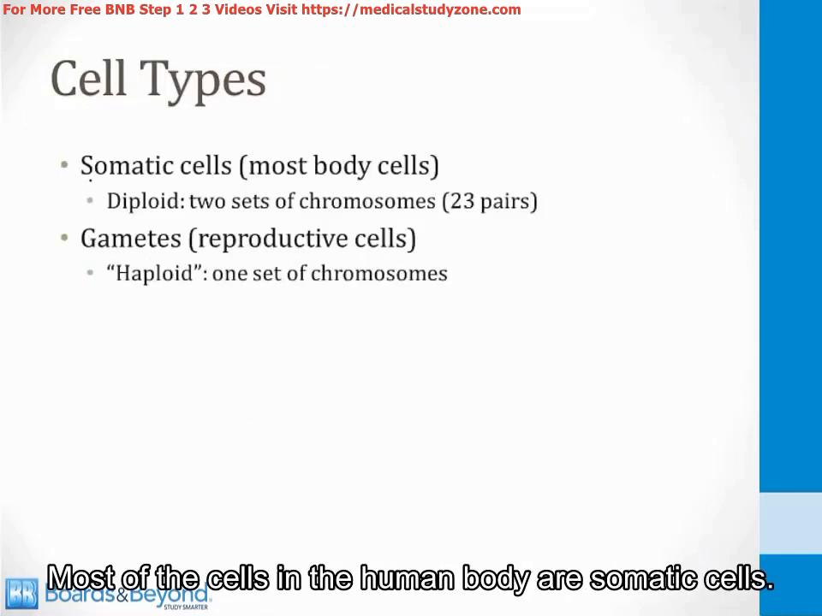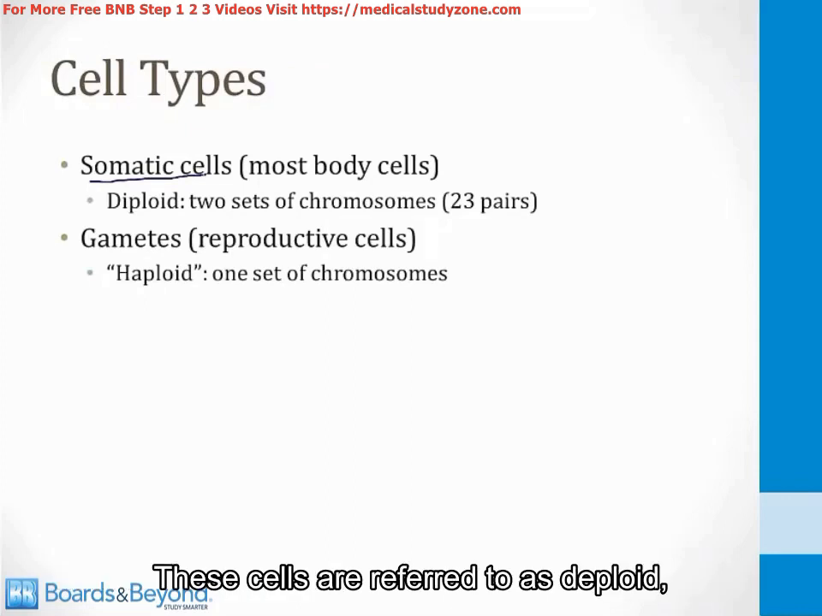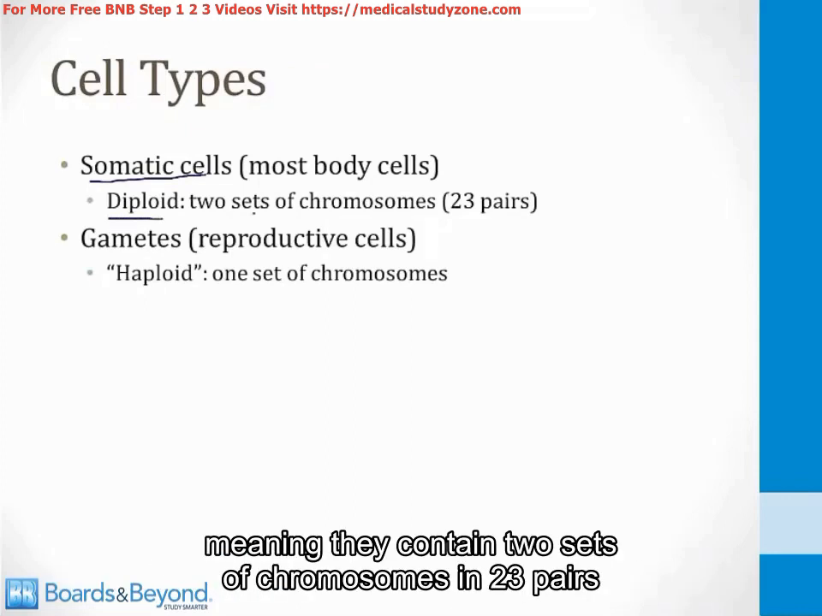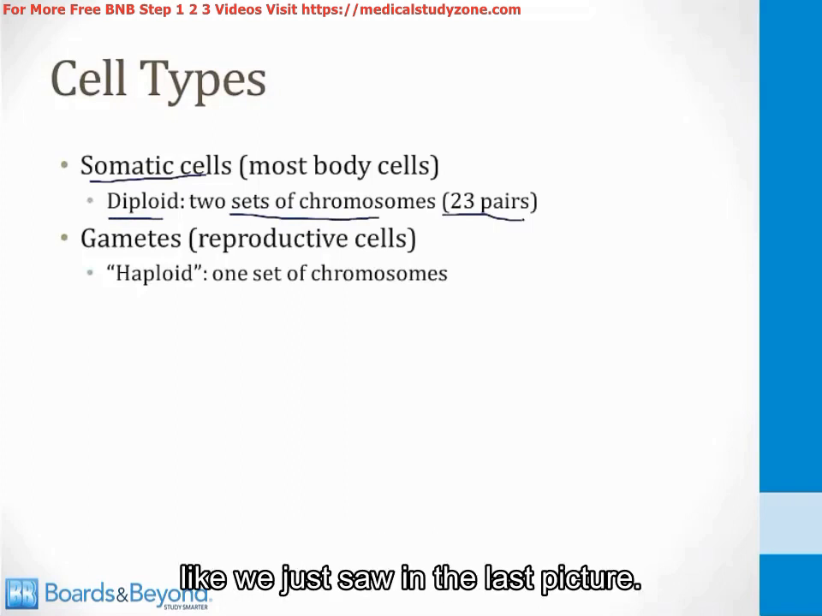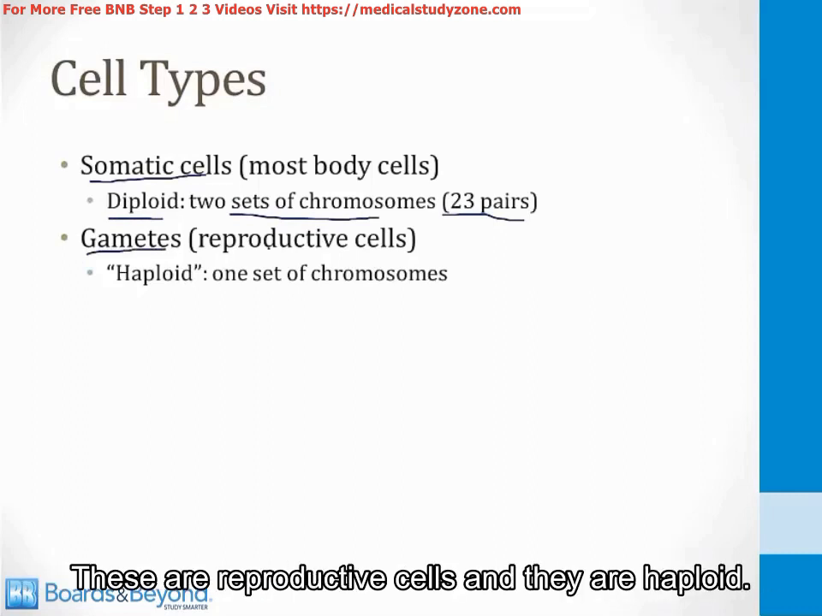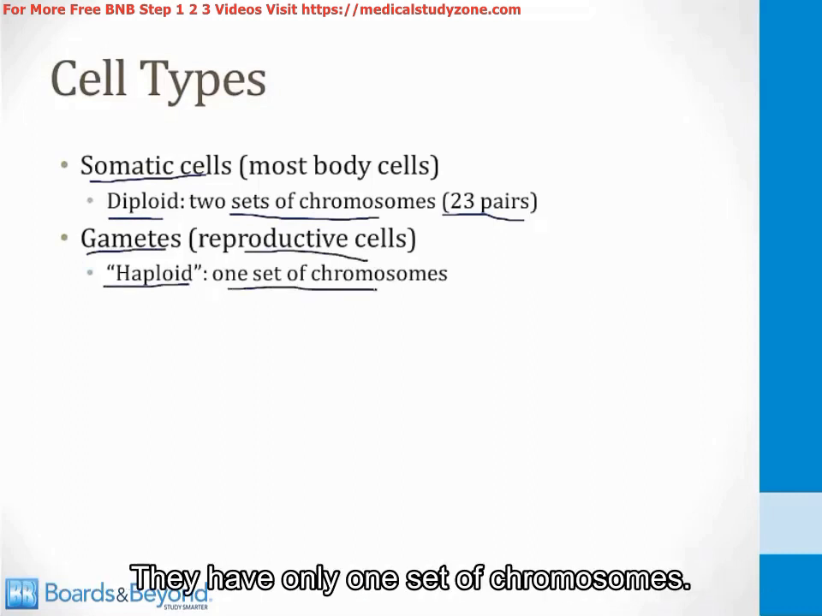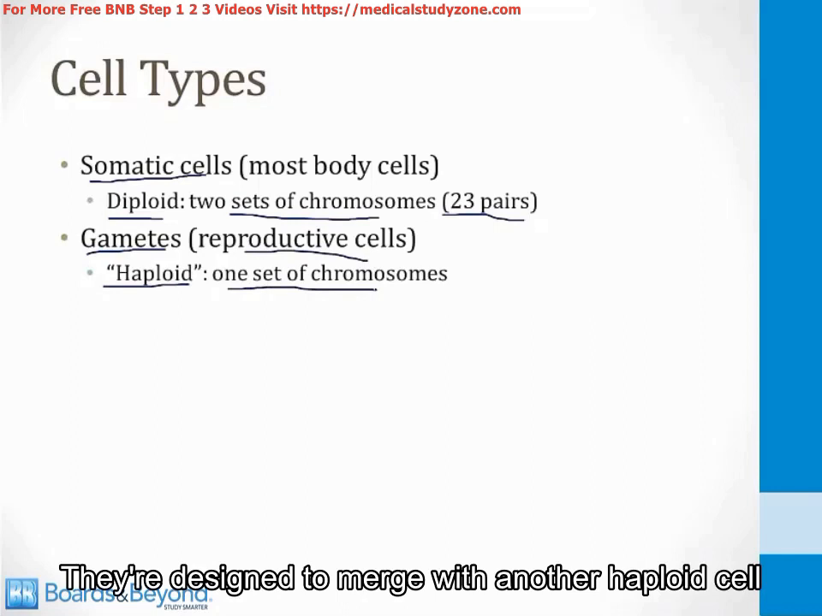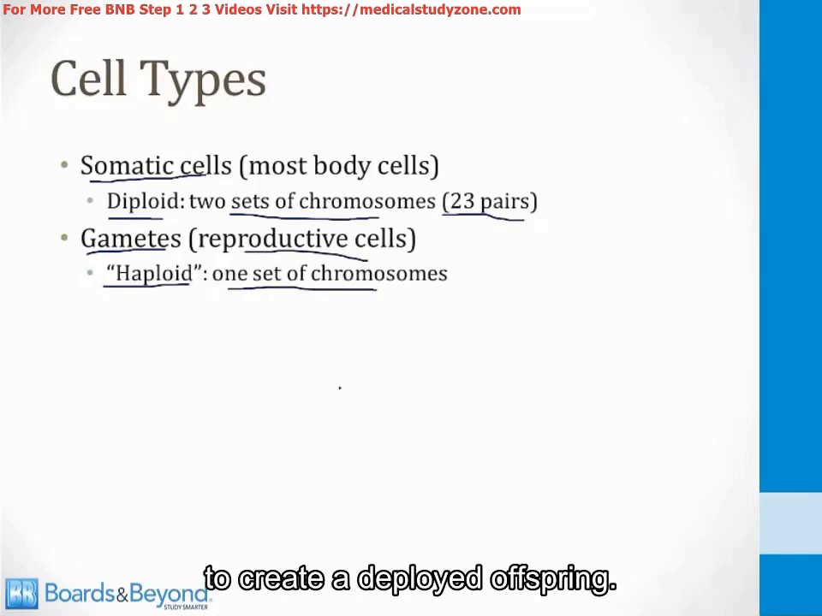Most of the cells in the human body are somatic cells. These cells are referred to as diploid, meaning they contain two sets of chromosomes in 23 pairs like we just saw in the last picture. A small subset of our cells, however, are called gametes. These are reproductive cells, and they are haploid. They have only one set of chromosomes. They're designed to merge with another haploid cell to create a diploid offspring.